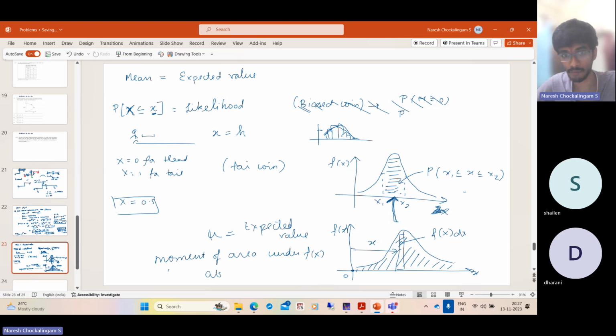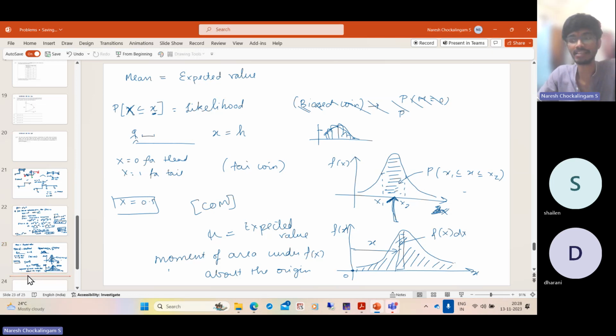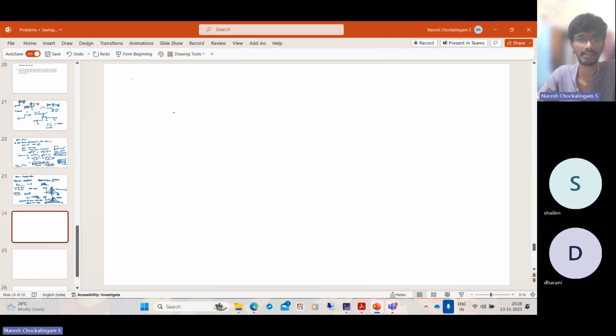About the origin is important because variance is also a moment. Again, variance is also a moment, the second moment. So if you think of the expected value as the center of mass or center of gravity of this area under the curve, variance is the moment of inertia. That is something like the second moment.